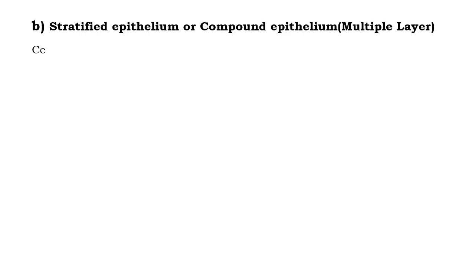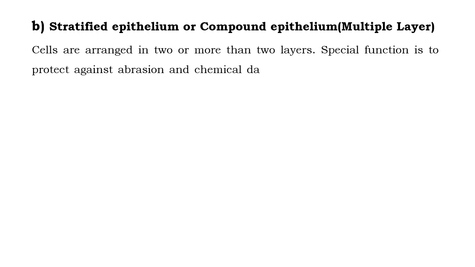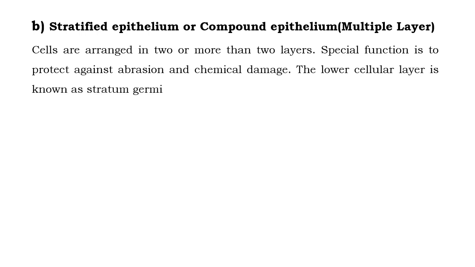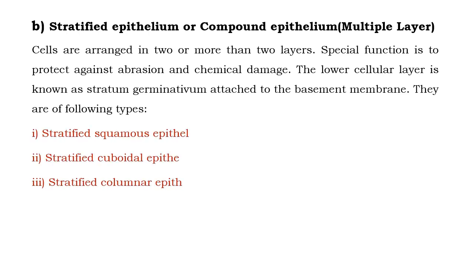Stratified epithelium or compound epithelium. Multiple layers. Cells are arranged in two or more layers. Its special function is to protect against abrasion and chemical damage. The lower cellular layer is known as stratum germinativum, attached to the basement membrane. They are of the following types: stratified squamous epithelium, stratified cuboidal epithelium, stratified columnar epithelium.